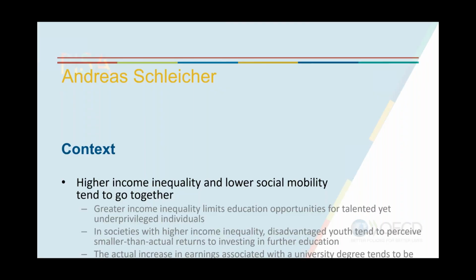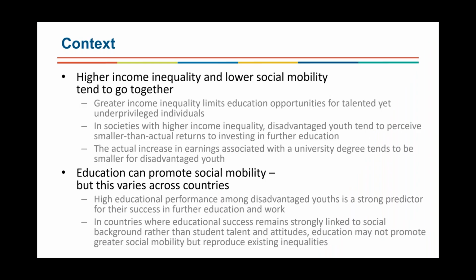First, as a bit of context, we know that higher income inequality and lower social mobility are often closely connected. Now, if you don't have a lot of resources, you have fewer opportunities to get a good education and so on. And we also know that education can be the key to promoting social mobility, but to the extent to which it does really depends on how we distribute educational opportunities. There's no automaticity that a rising tide is going to lift all boats.